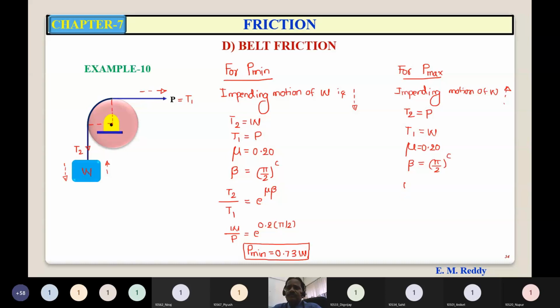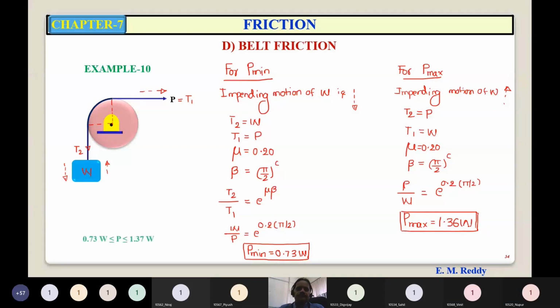Then T2 upon T1 is equal to e raised to mu beta. This will be the maximum value of P. 1.36, right. So the range of values of P: 0.73 W less than or equal to P less than or equal to 1.37 W.